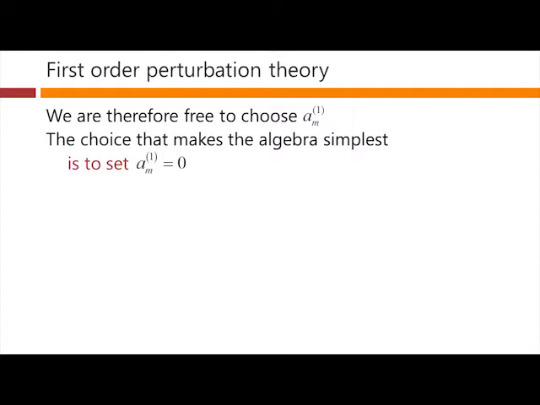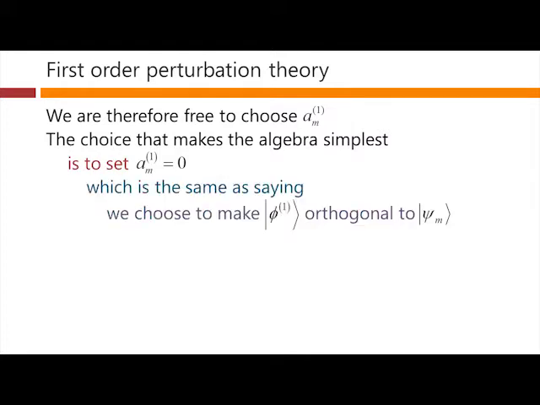We would end up having to rescale all our algebras as a result. So it's simpler just to choose this equal to 0. We could construct theories with it not equal to 0, but there would be no benefit to it. And there's no need for us to choose it to be anything other than 0. So that's the same as saying that we choose to make the perturbation to the wave function orthogonal to the original unperturbed wave function. That's what we're choosing.